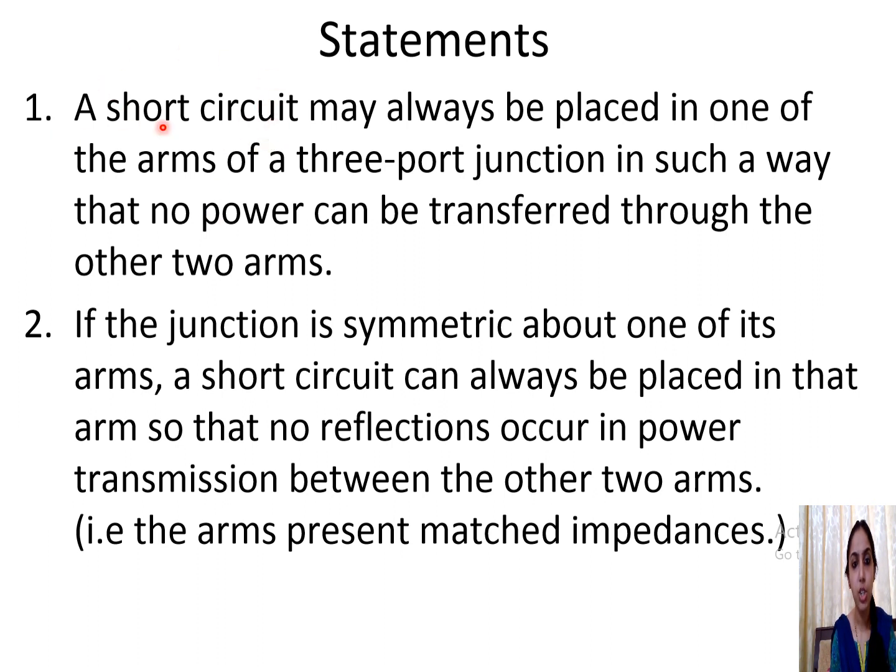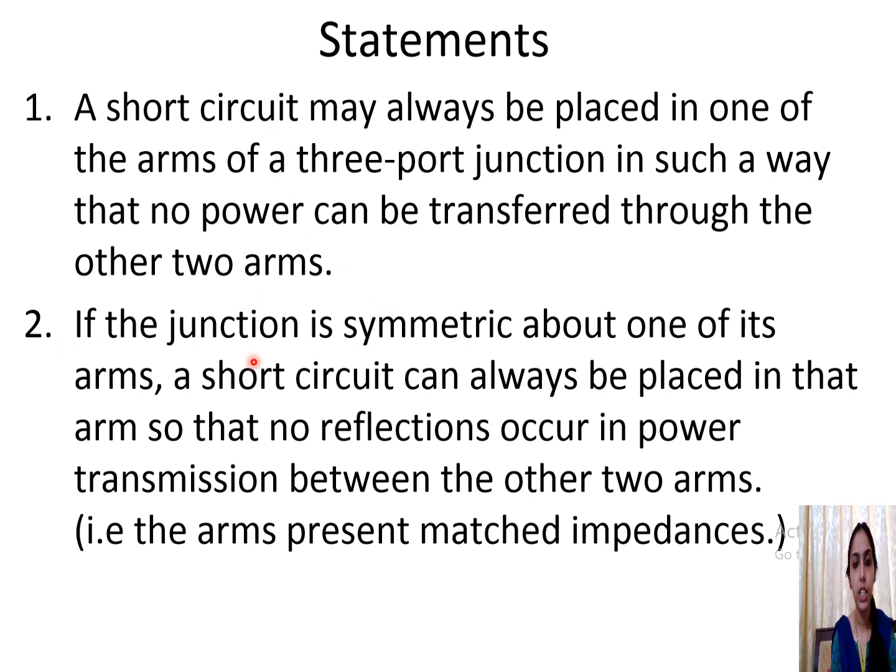First one, a short circuit may always be placed in one of the arms of a 3-port junction in such a way that no power can be transferred through the other 2 arms. So we basically have 3 arms, and if we place a short circuit in one of the arms of the 3-port junction, there is no chance of power transfer to the other 2 arms. So it is possible for a short circuit.